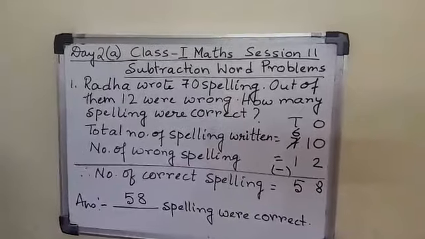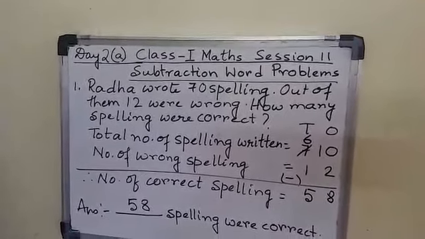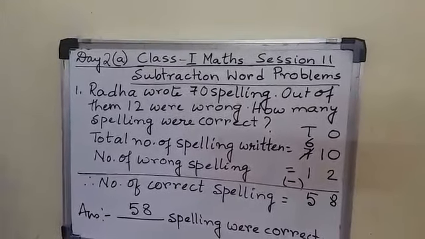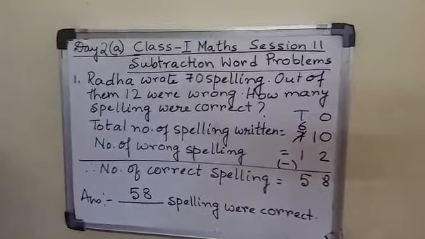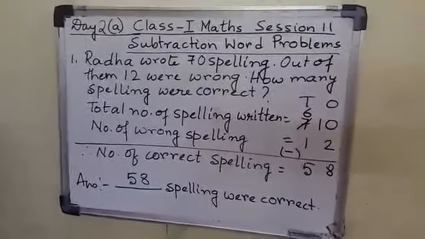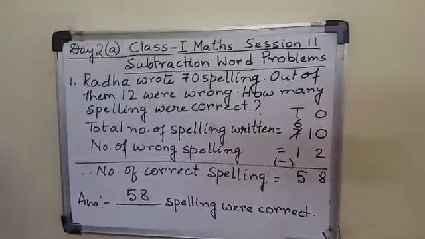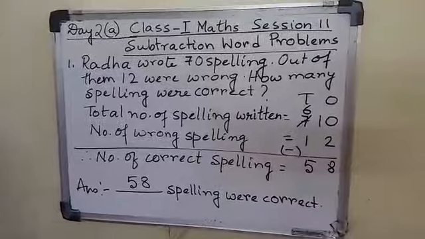I'm reading out the sum once again. Radha wrote 70 spelling. Out of them 12 were wrong. How many spelling were correct? So you need to subtract in this sum. So write down the statement as total number of spelling written equals to 70. Please don't forget to write down the place value on top. Number of wrong spelling equals to 12. So what do you need to do?